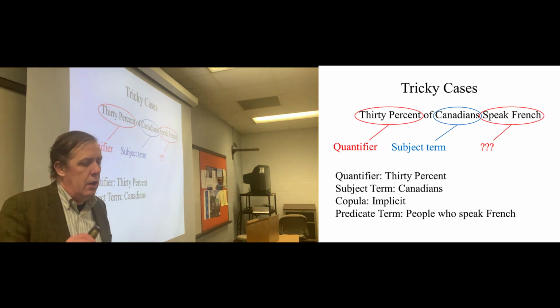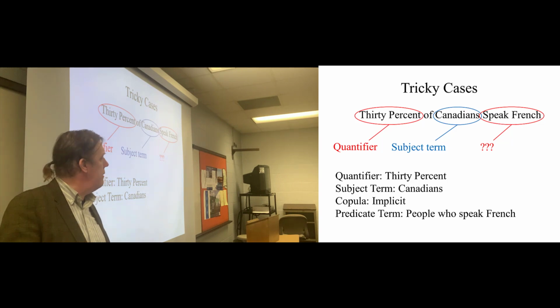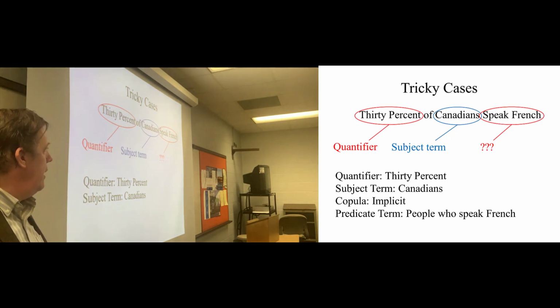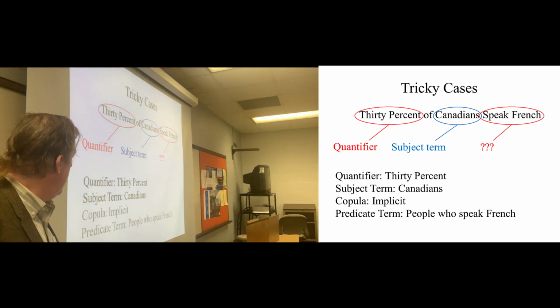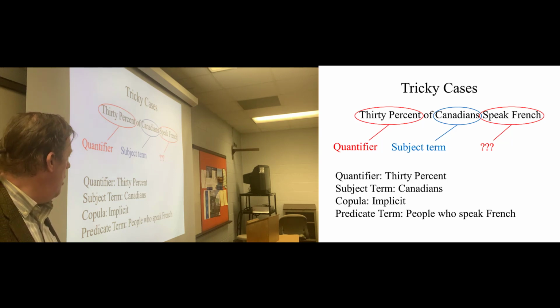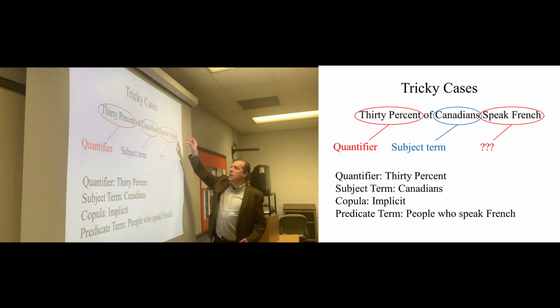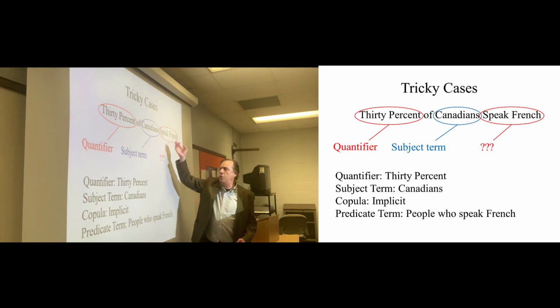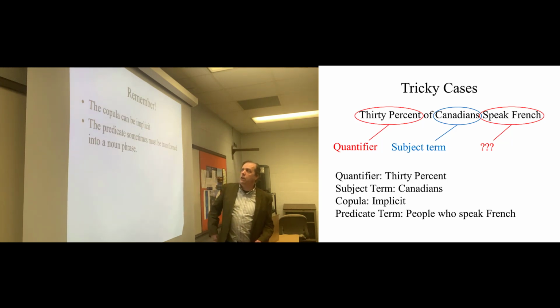Now you have to remember that categories are always defined by noun phrases. So we want to change the verb phrase here into a noun phrase so that we can talk about the quantified relationship between two categories. So what we're going to do is say that the copula is implicit and the predicate term is just people who speak French. In general, in this kind of situation, we're going to take this verb phrase and add people who or things that in front of it to turn it into a noun phrase, right?